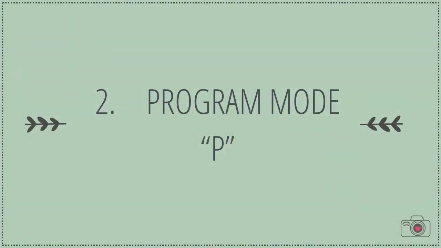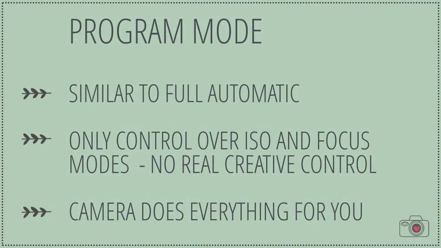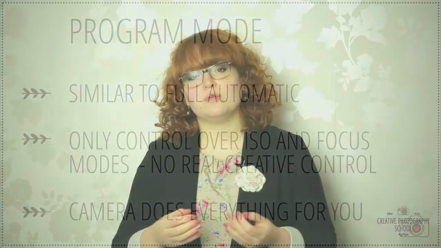The next one is program mode, P. So this one is similar to full automatic, but you have a tiny bit of control. You can control the ISO sensitivity and you can control which focus mode you want to use. So it's not much. P for me is still full automatic, but it gives you a tiny bit more control.